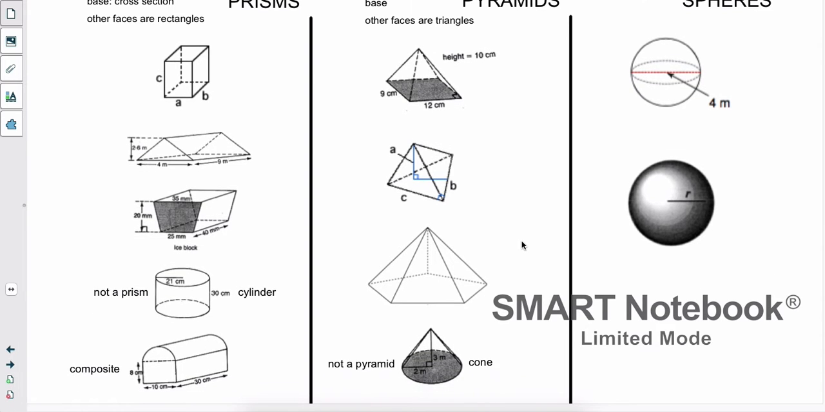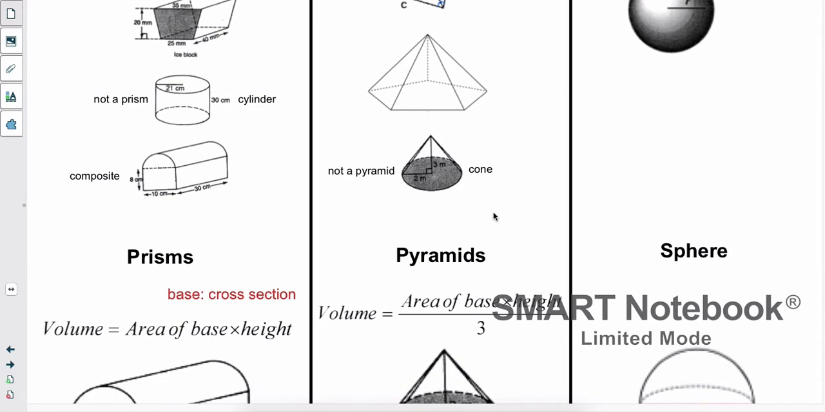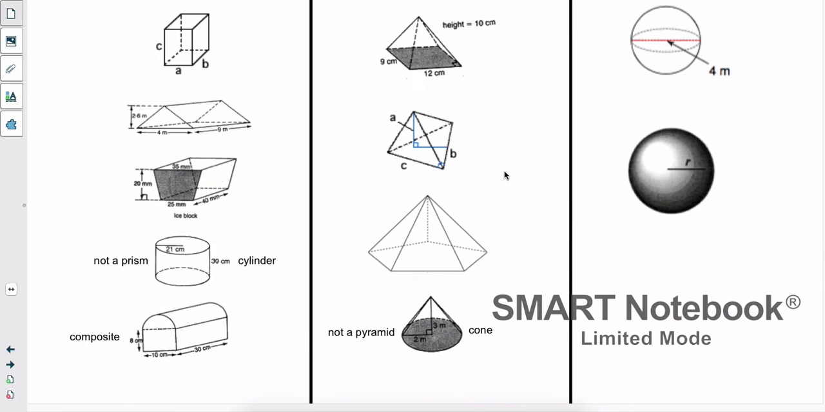It's very similar to prism, however you have to divide it by 3. So you see here, if area of base times height is the formula for prism, for pyramid you have the same thing, but then you have to divide it by 3.